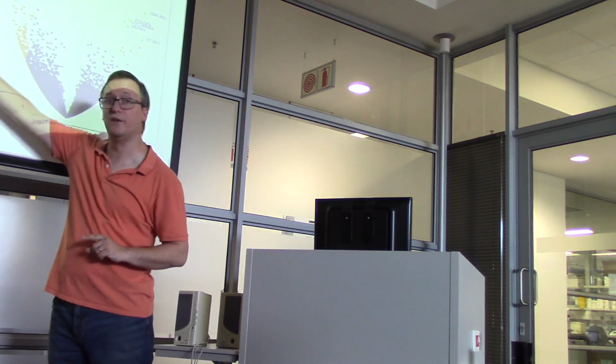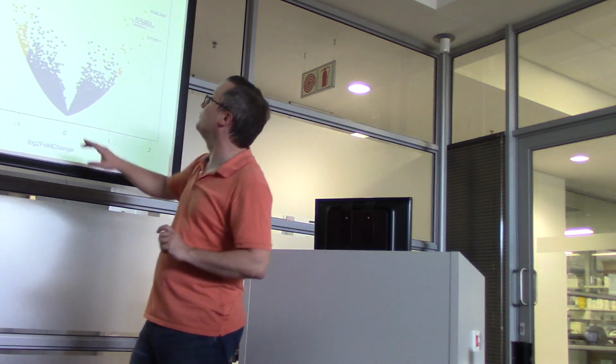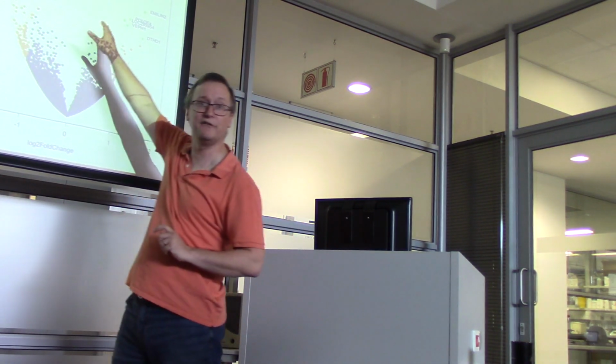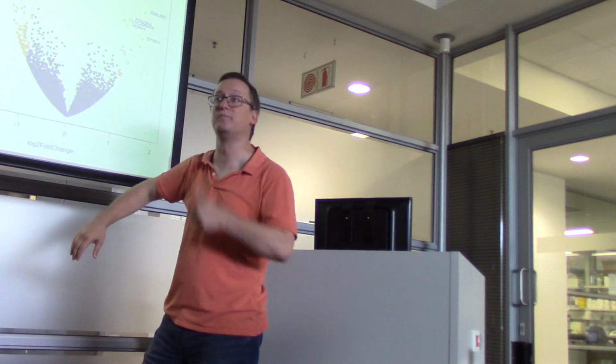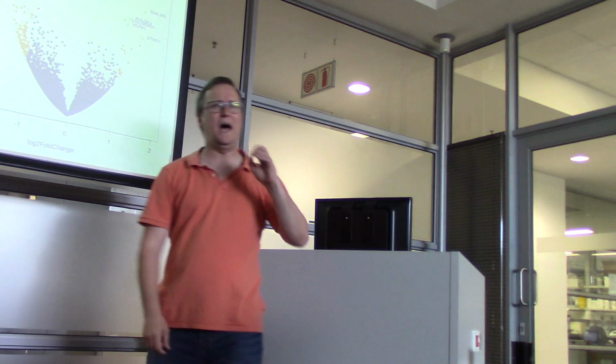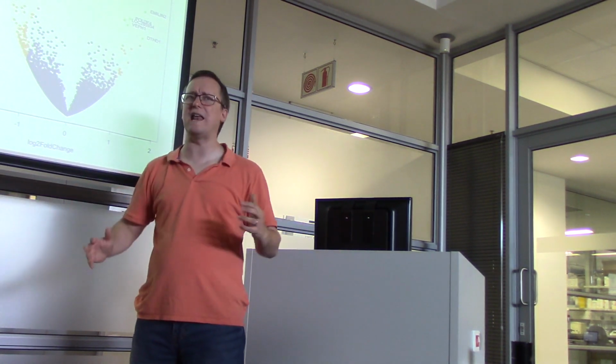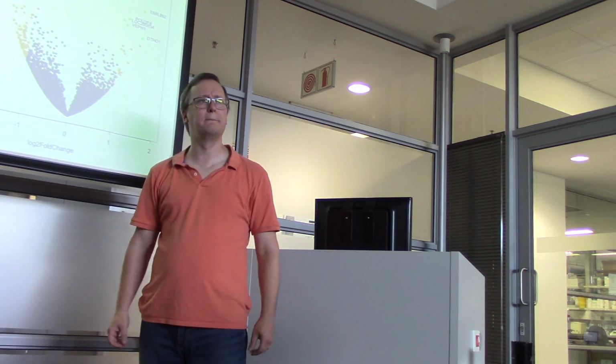Now, we also have the negative log of p-value on the y-axis. So things up at the top had significant p-values. Things at the bottom did not have significant p-values. So how is it possible that something could have a big fold change but not have a significant p-value?